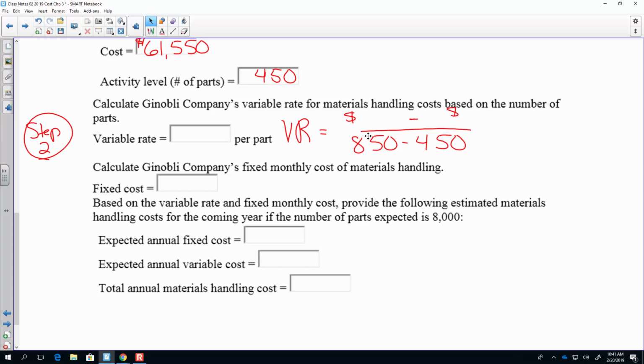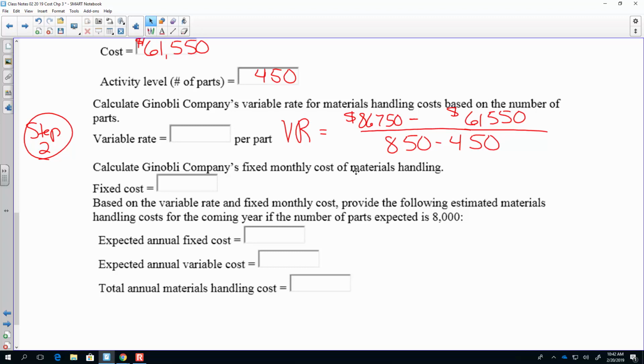I see the low cost, 61,550. What's our high cost? What was it again? 86,750. Dollars always on top. Think of unit cost. Dollars are always on top. And we roughly get how much?